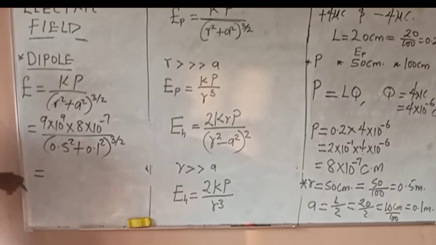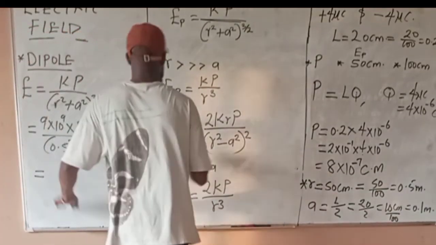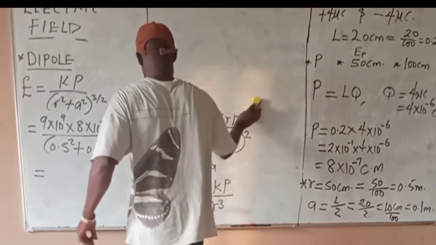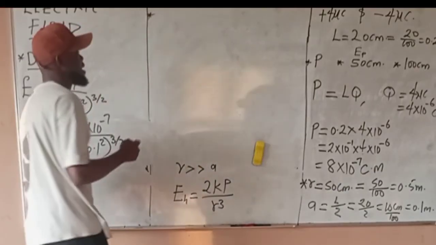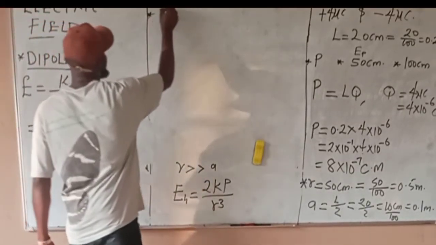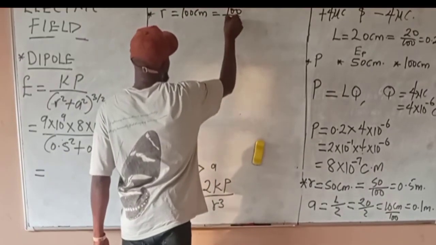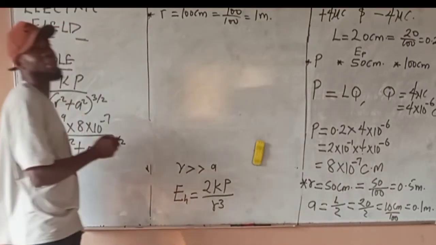We solve this very well and we will have the answer with the calculator. But before we go to that answer, let me quickly set up the third one. The third one is the electric field at a prolonged distance of 100 cm from the midpoint. This is 100 over 100, which is 1 meter, dividing centimeters by 100 to get meters.